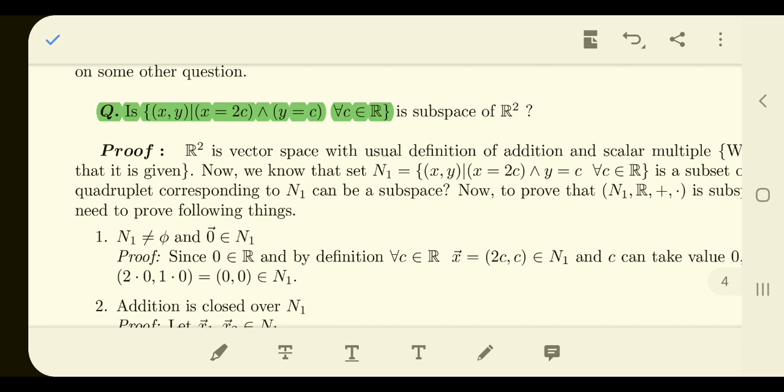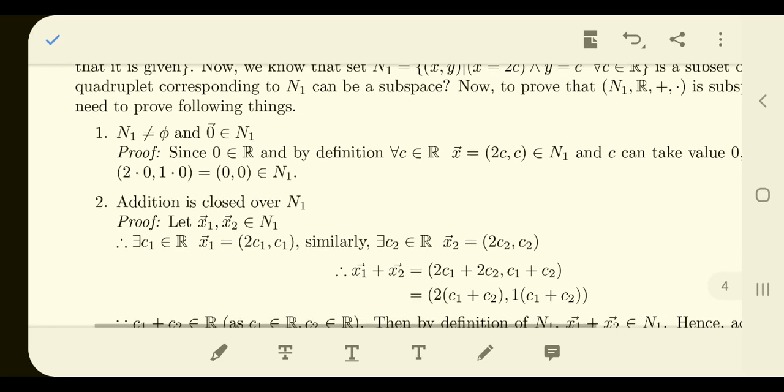Since c is a scalar, a real value, c can have a value 0, right? So if you say x is equal to c and y is equal to c, then at least (0, 0) is in n1. So you can understand that there is at least one element in n1.